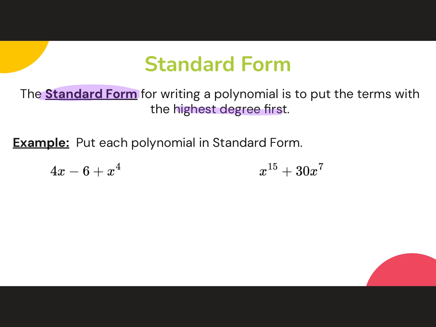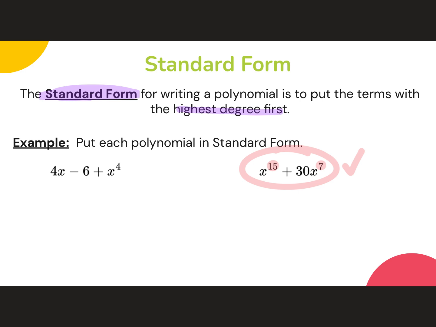So if I look at my polynomials down below, this second polynomial is already in standard form because that exponent of 15 is the highest, and that means that it needs to go before the term with x to the 7th.